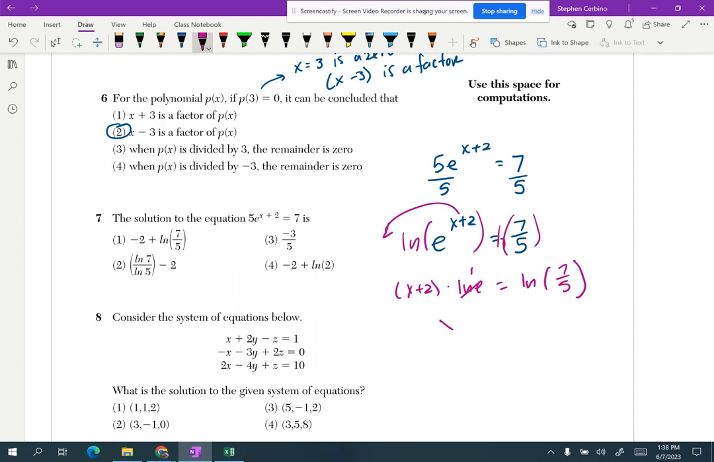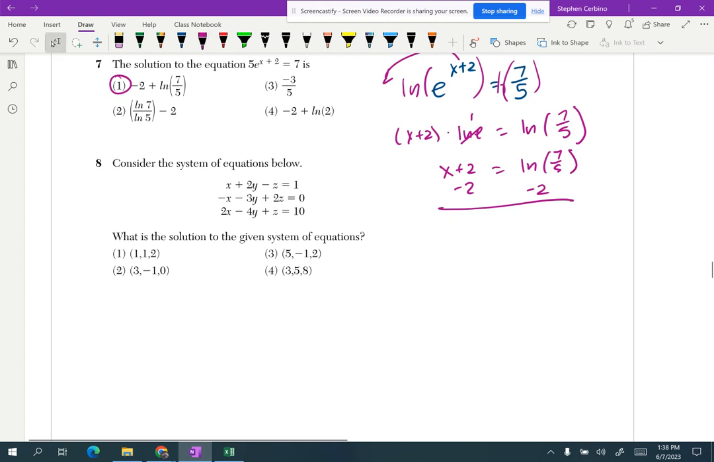So from here, we have x plus 2 equals the natural log of 7/5. We then subtract 2 from both sides, and we can see our answer is choice 1. They just put the minus 2 in front instead of in the back like you probably would have done if you were doing this by yourself.